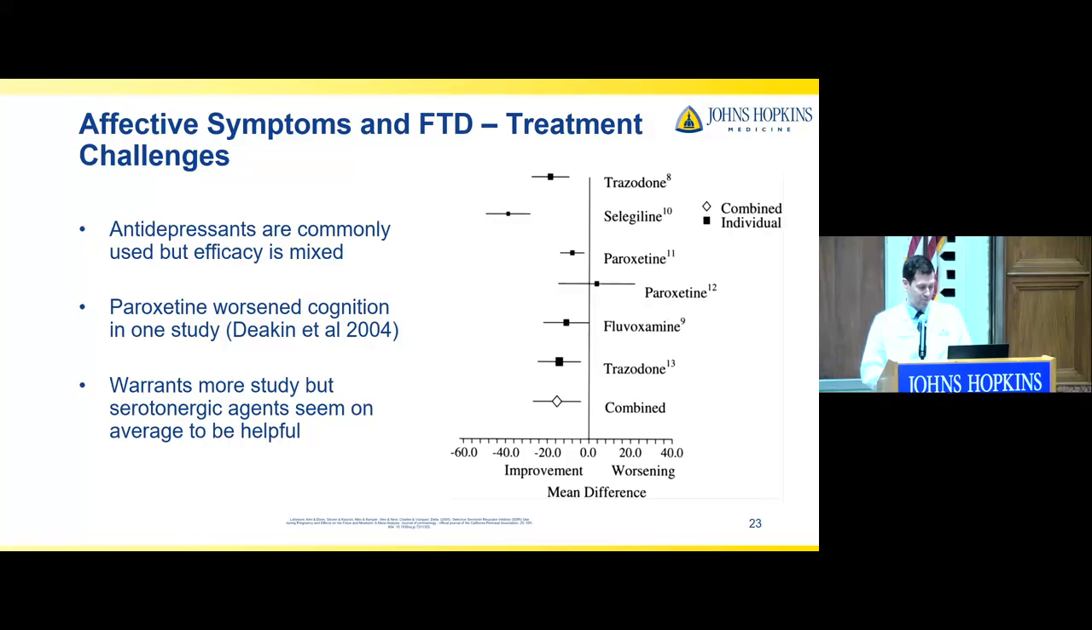Fluvoxamine has been shown to be helpful, and when you look at all the effects combined, there's at least a signal towards benefit. And this is really what the standard of care has been in FTD. You try an antidepressant in just about everybody, but I think these mixed results suggest that the serotonergic agents warrant more study. And in particular, we should be more precise and discerning in who we give these serotonergic agents to.